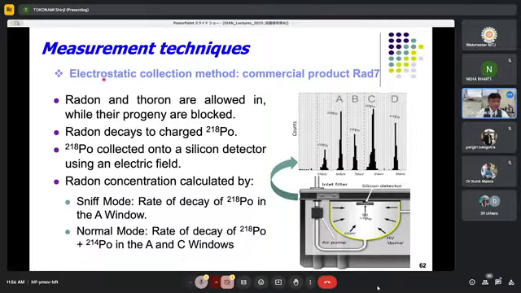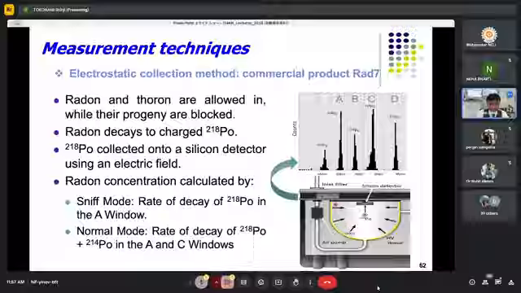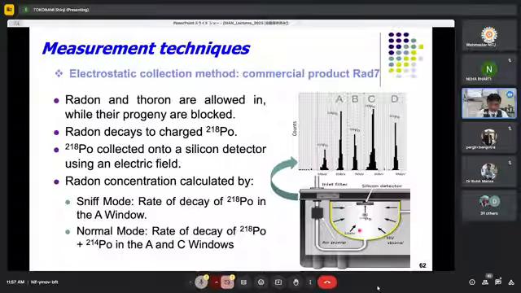The next is an electrostatic correction method. Commercial product name is Radon-7. Radon and Toron are allowed in while their progeny are blocked. Radon decays to charged polonium-218. As I mentioned in the previous slide, polonium-218 is collected on a silicon semiconductor detector using an electric field. In the case of Radon-7, 2200 volts are imposed.